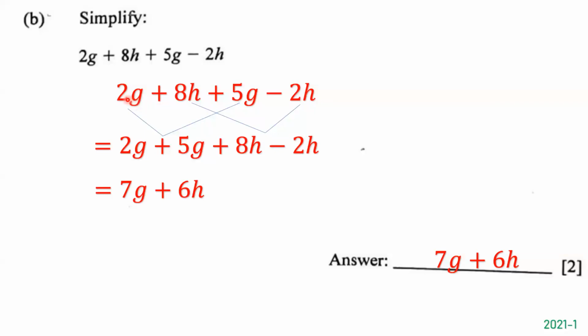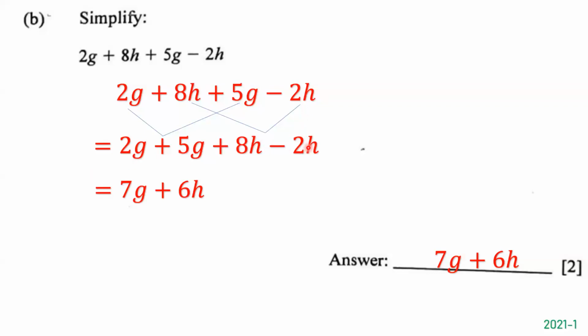Okay, so we have 2g and we have 5g. So we're going to bring the 2g and the 5g together. And then we have 8h and then we have negative 2h. So we bring down the negative 2h. And we bring down the 8h. Now, notice that we put the g's together and we put the h's together.